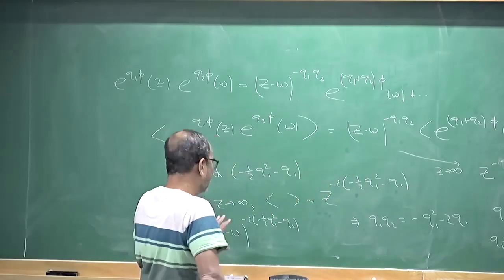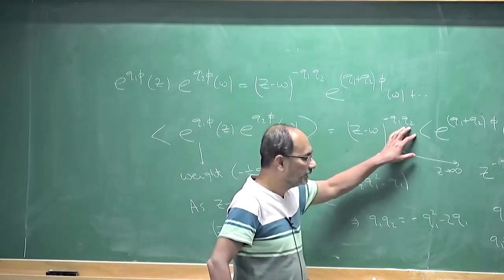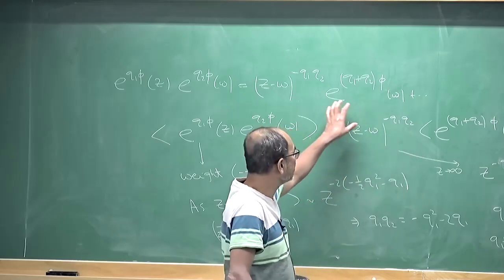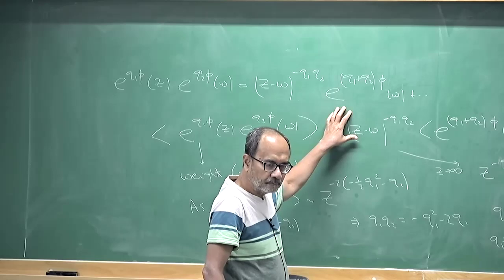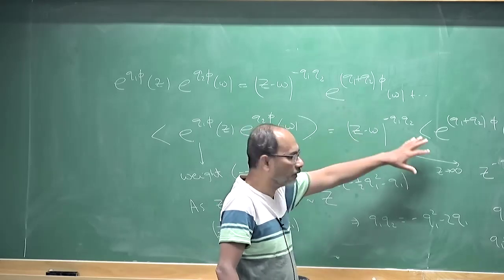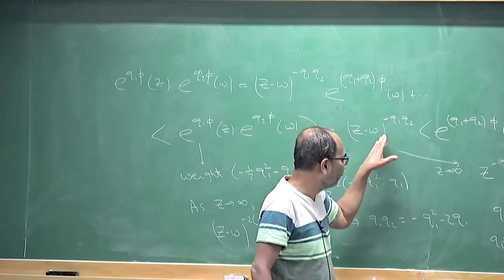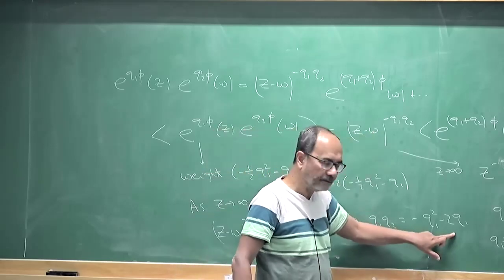Now, I don't even have to take the large z limit. I'm simply saying that we compare this power with this power. Here I have just used the OPE, which is z minus w to the minus q1 q2. That's the only non-zero thing that can contribute. I now take this and compare the two, the power here with the power here, and that gives you this.